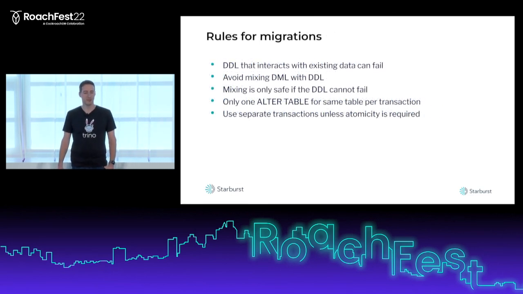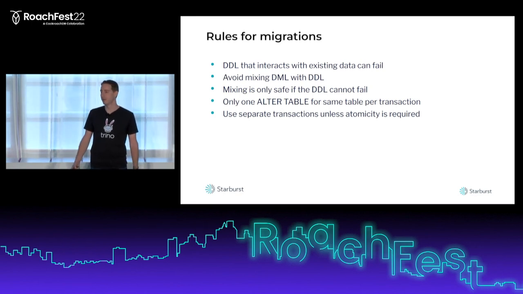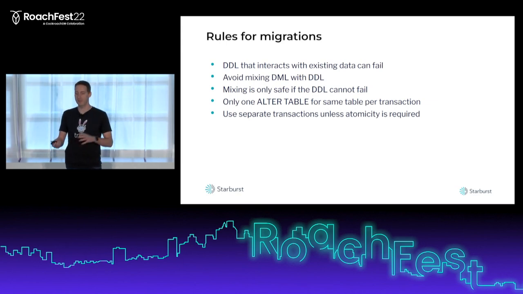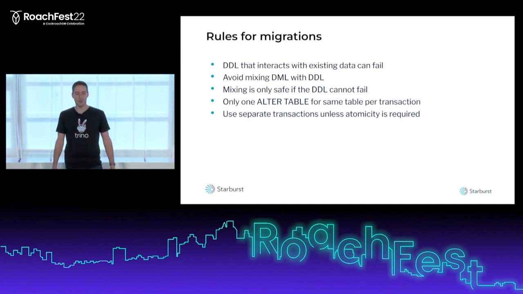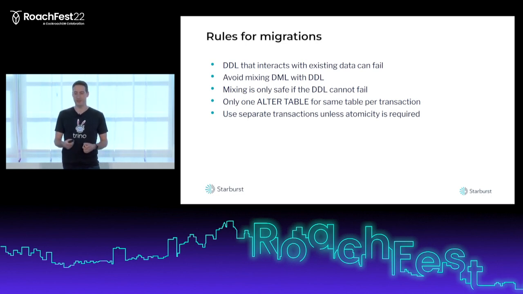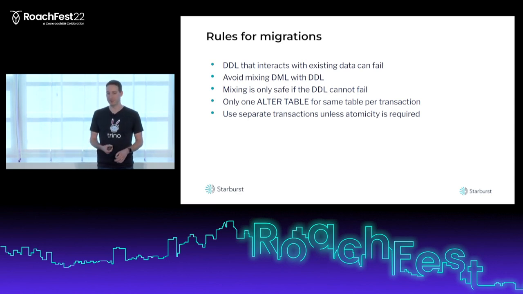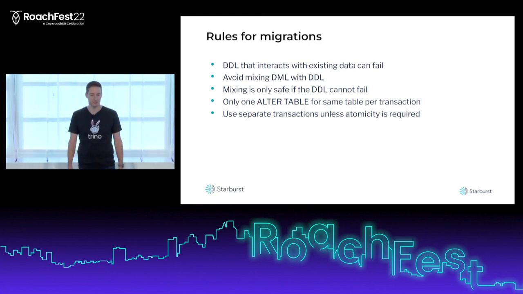So we came up with some rules for our developers when they're writing these migrations to just avoid problems. Basically any DDL, like an alter table, that touches existing data has a possibility of failing. So if you're trying to add a constraint and any of the rows are going to violate that constraint, that DDL can fail. So DDL is really only safe if it's not touching existing rows. So never mix DML and DDL if the DDL has a possibility of failing, or triple check that it's actually not going to fail based on the existing data in your database. Otherwise, you're going to have a bad time and going to have to manually fix your database.